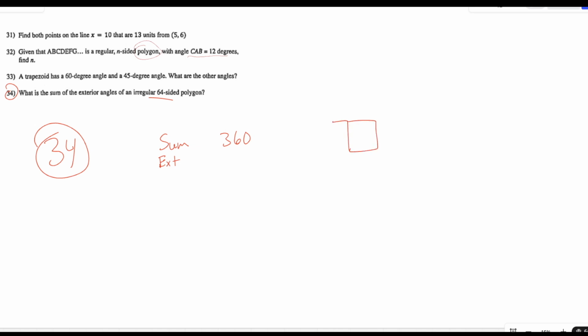For a square, it's 90 plus 90, plus 90 plus 90. Those are the exterior angles. And for a triangle, for example, that's this angle plus this angle plus this angle. Adds up to 360.